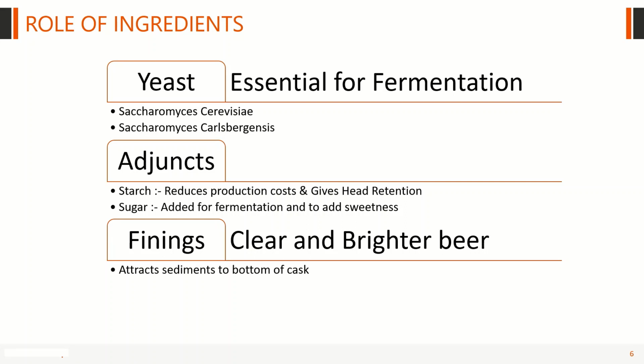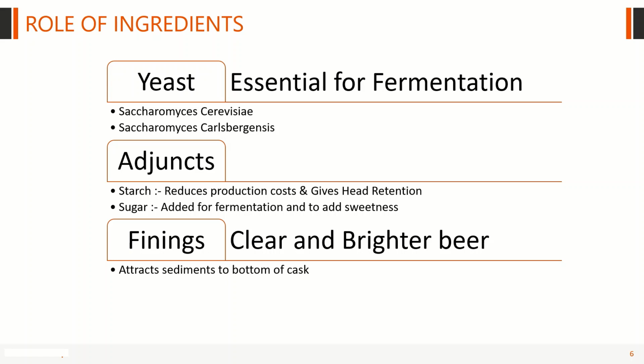Yeast is essential for fermentation. There are two types of brewer's yeast. First is Saccharomyces cerevisiae, which is for the ale, that is top fermented beer. Second is Saccharomyces carlsbergensis. This is for lager, that is bottom fermented beer. Quite a few would have already noticed the Carlsberg in Carlsbergensis. And yes, the yeast got its name from this, as Carlsberg is also a lager.